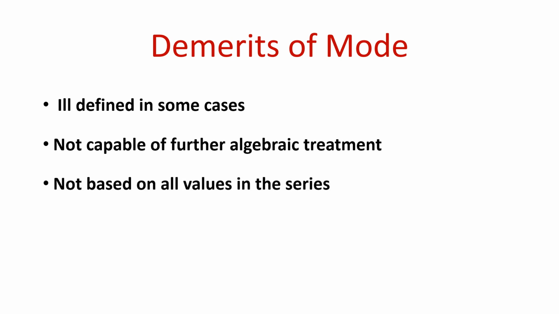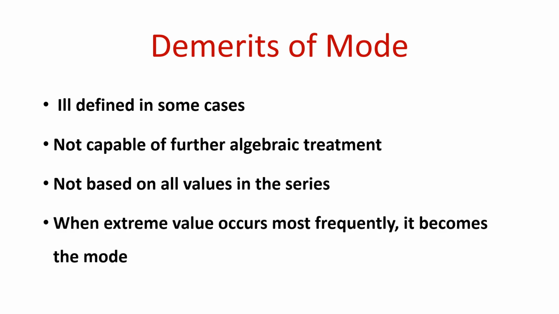Then it is not based on all values in the series. The mode considers only the value which has occurred quite often. So it is not based on all the values in the series. When extreme value occurs most frequently, it becomes the mode. That is, if the lowest value or the highest value has got the maximum frequency, that will be the mode. These are the demerits of mode.